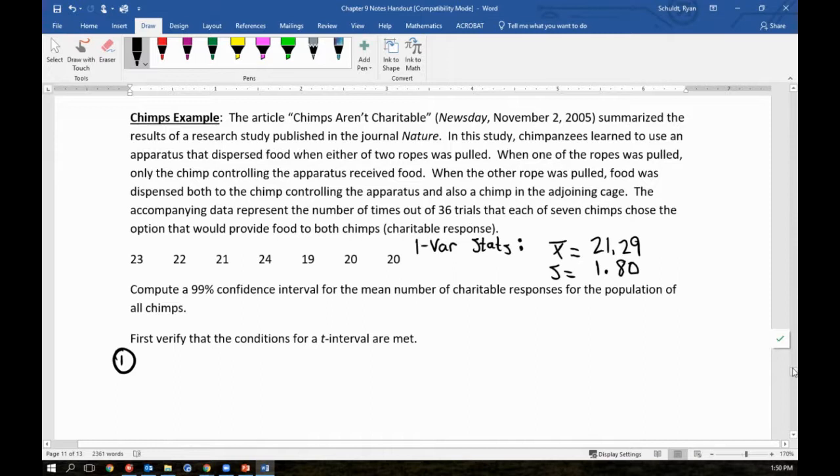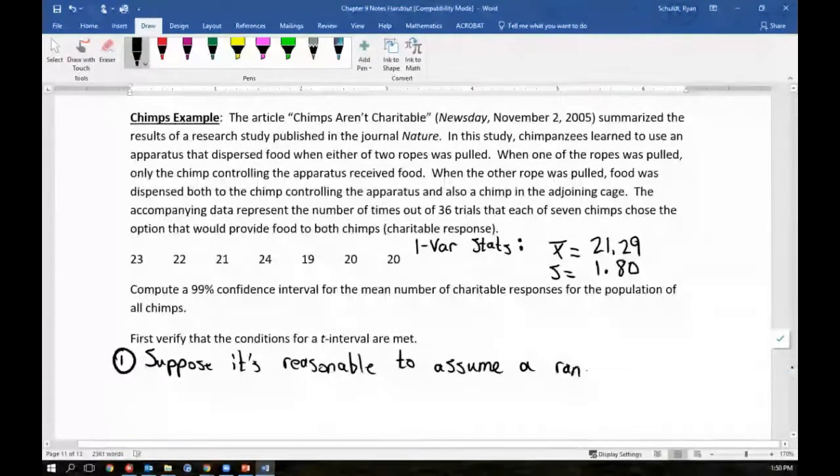So, suppose it's reasonable to assume a random sample. Second thing, is our sample size large?